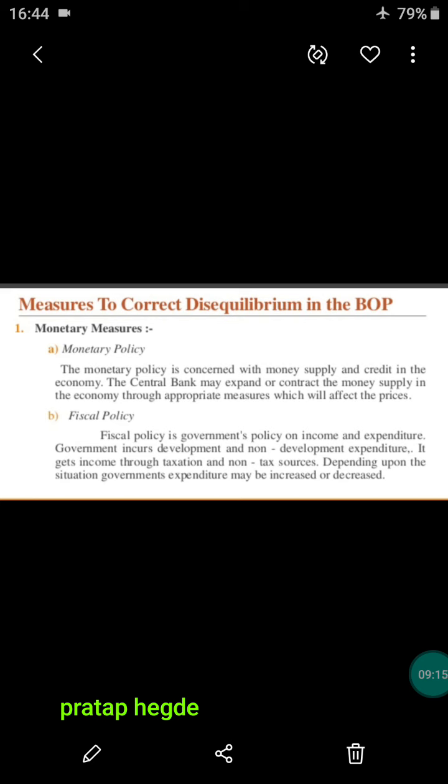The second measure is the fiscal policy. Fiscal policy is a government's policy on income and expenditure of the population of that country. Government incurs development and non-development expenditure. It gets income through taxation and non-tax sources. Depending upon the situation, government's expenditure may be increased or decreased. So by increasing or decreasing the expenditure of the government, it can correct the disequilibrium in the balance of payment.